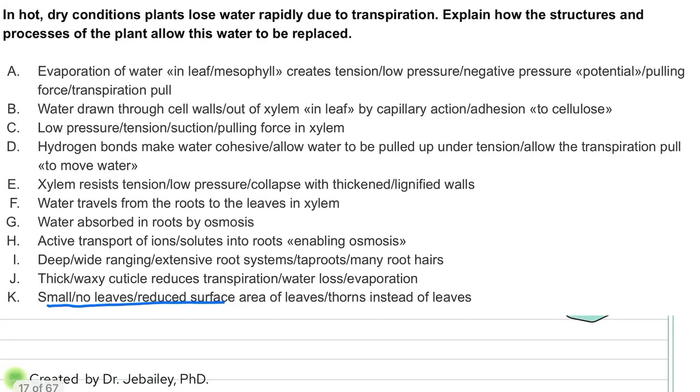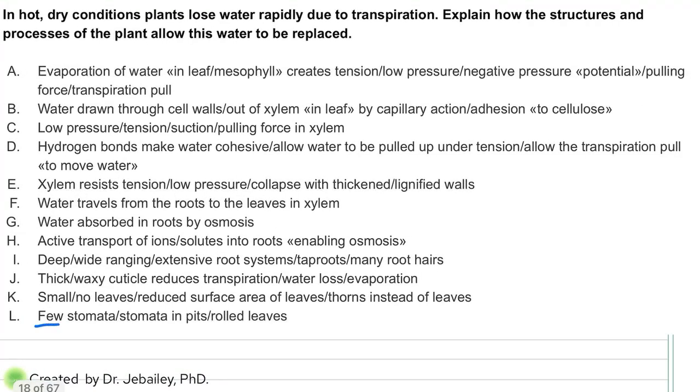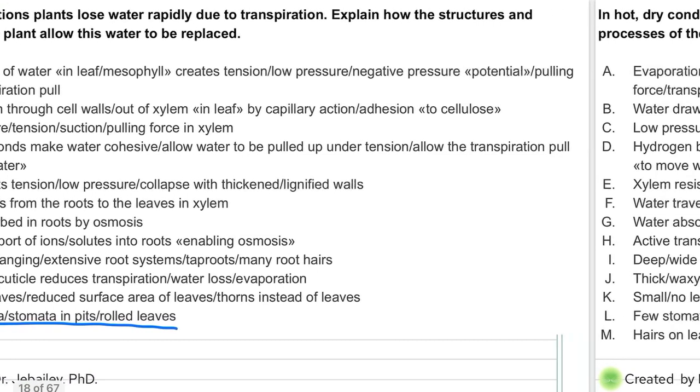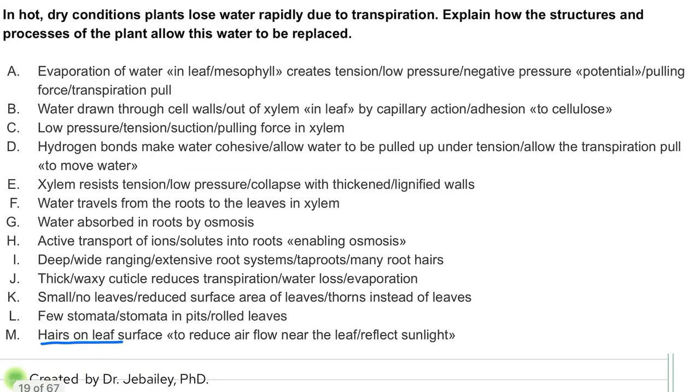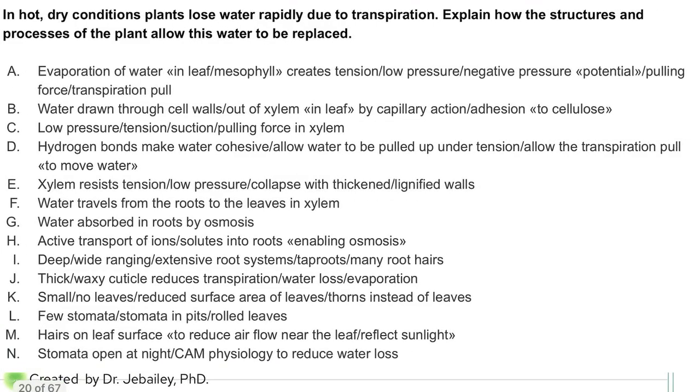Small or no leaves reduce the surface area of the leaf. So that means if you're reducing the leaf surface area, you're reducing transpiration, right? So like thorns instead of leaves. And few stomata, that means the leaves are rolled. And then we have hairs on the leaf surface to reduce air flow. You can also see that stomata open at night. These are all about the structures.